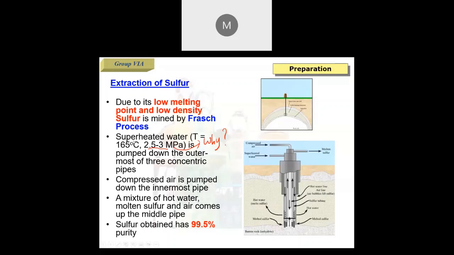So superheated water, at a temperature of 165 degrees and at high pressure, is pumped down the outermost of the three concentric pipes. Here we have the pipes. If we look here, this is the outermost pipe, and in the center you have another channel. So superheated water is channeled through the outermost pipe.